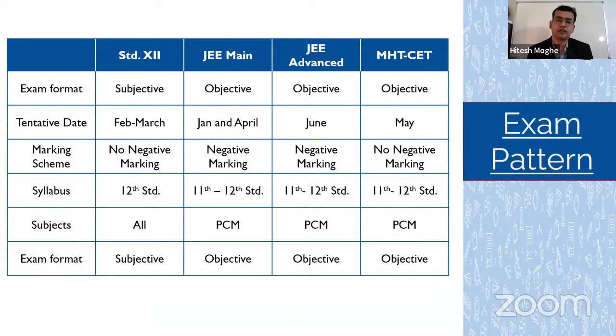Subjects in boards: you generally have 5 to 6 subjects, physics, chemistry, maths, English, and then one more subject. It can be either computer science or electronics, the 5th subject which you take in 11th and 12th. But in engineering entrance exams, there is only PCM. So you have to focus on PCM more to get into a good engineering college.